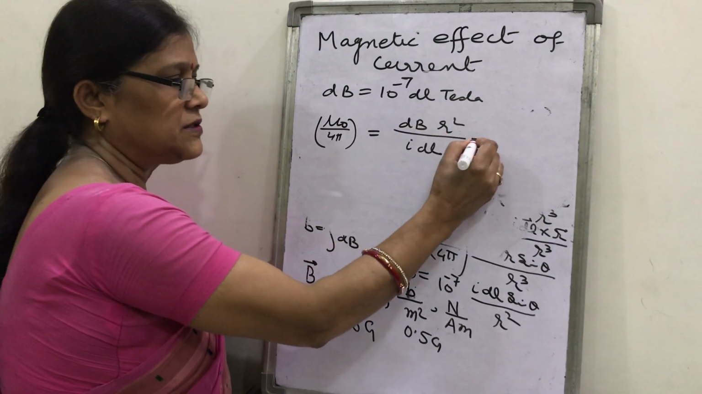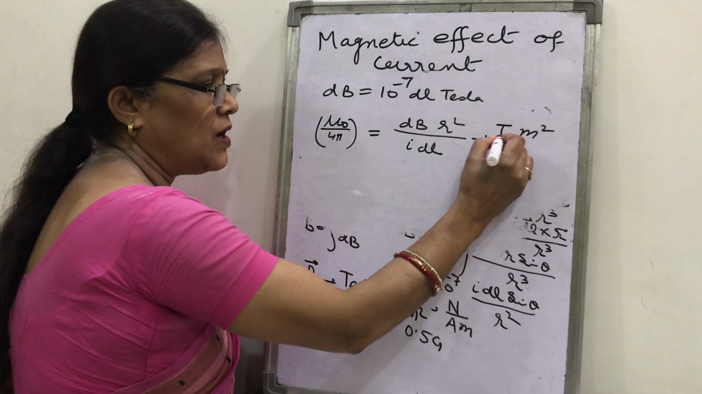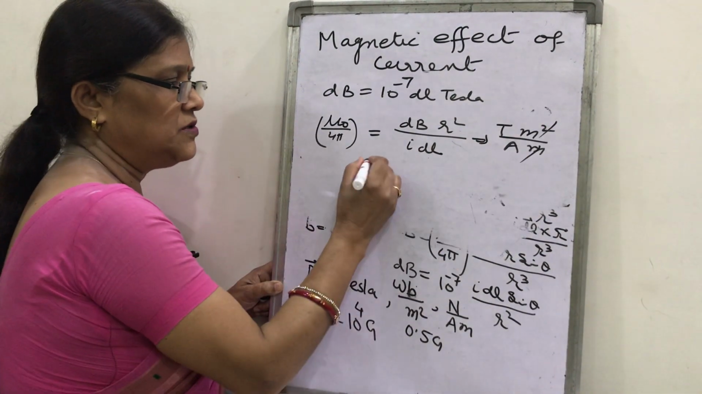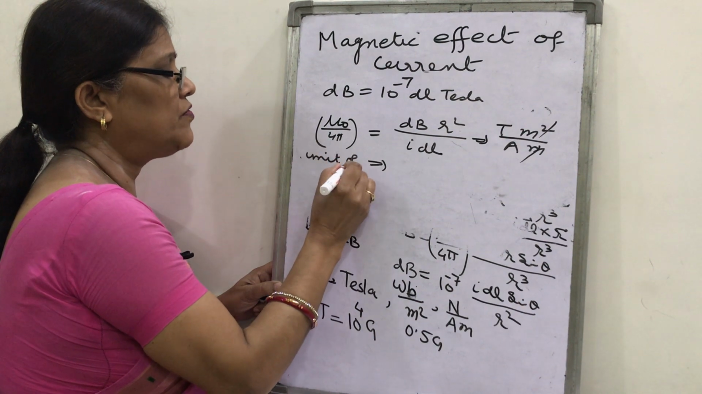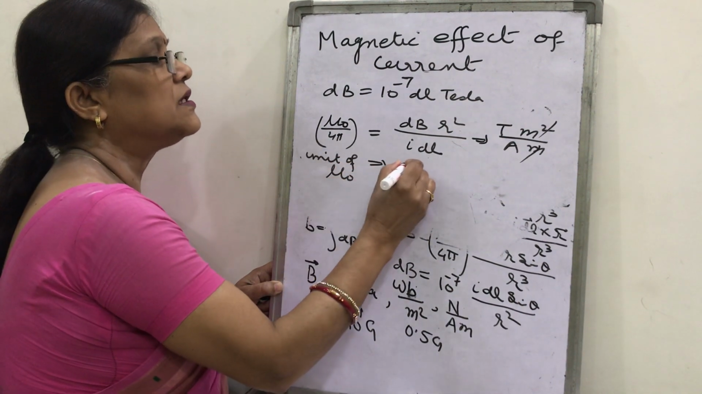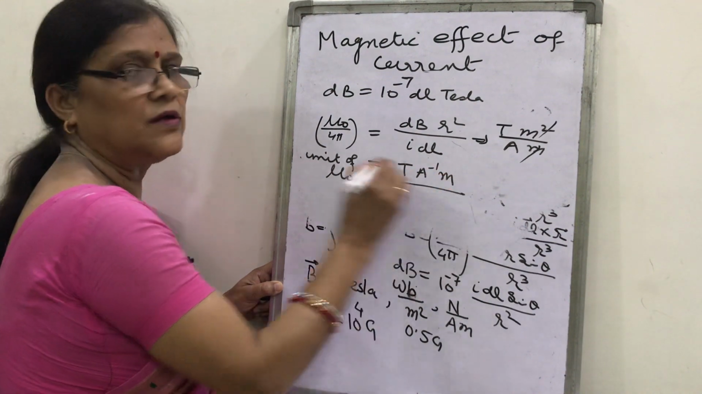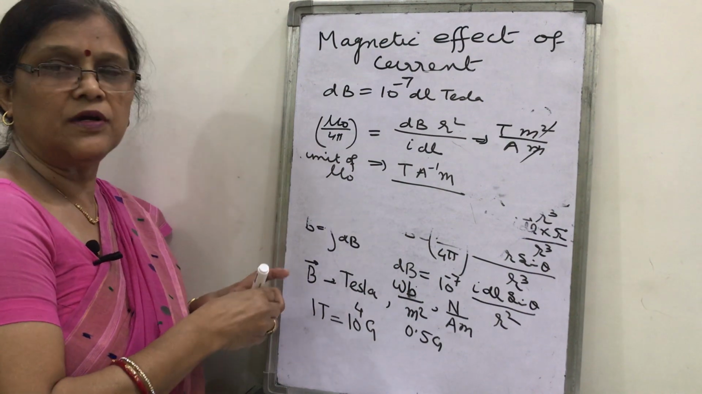So what is this unit? Write the unit: Tesla meter square upon ampere meter, dl is meter. So what is the unit of permeability of free space, that is mu naught? It is Tesla ampere inverse meter. Sometimes it is asked to write the unit of mu naught.